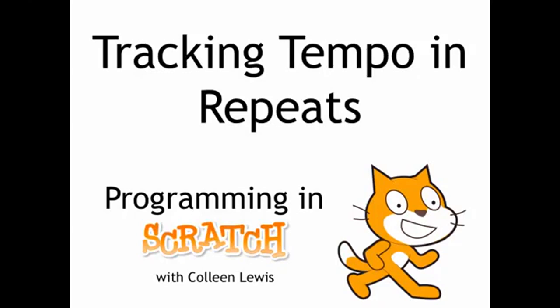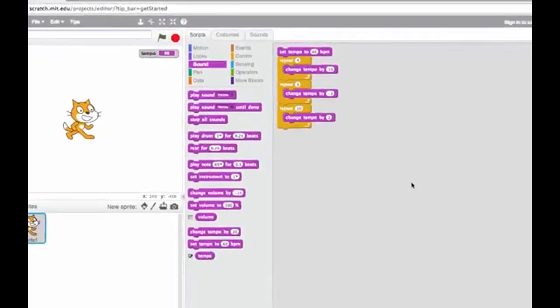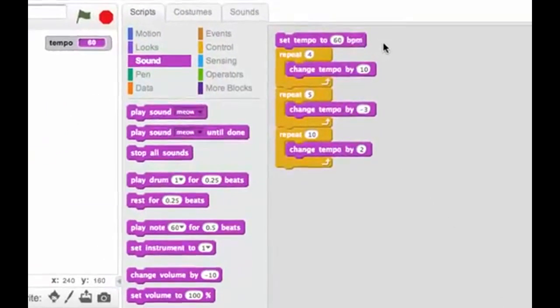In Scratch, remember, it's always really important to be able to keep track of exactly what instructions are being executed. Let's look at this puzzle with tempo in Scratch. Here I have a complicated script.